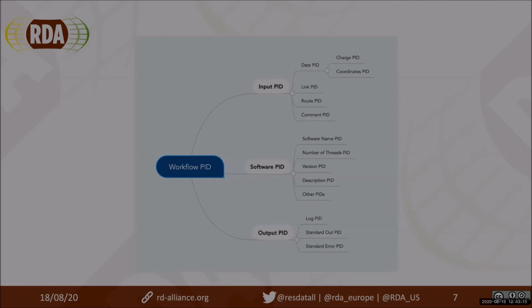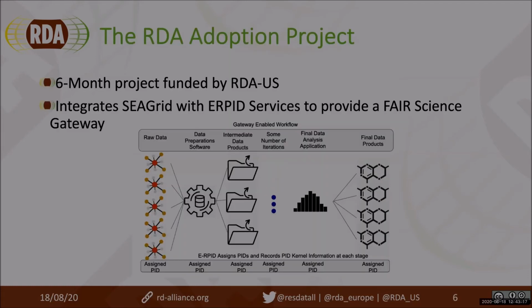Rob, quick question here from Mitch Razia. Is data versioned in SEAGrid? If so, how, and how are PIDs assigned to them? And if not, where to look for examples and implementation?